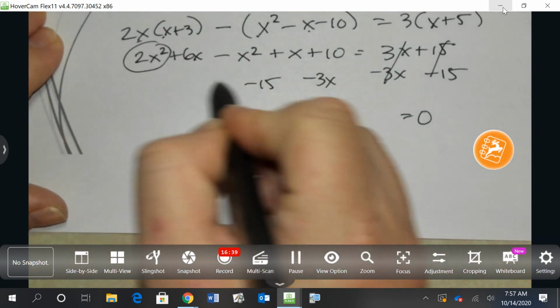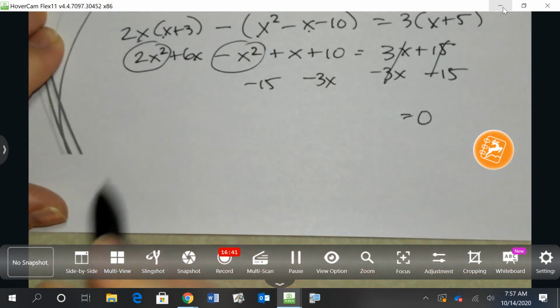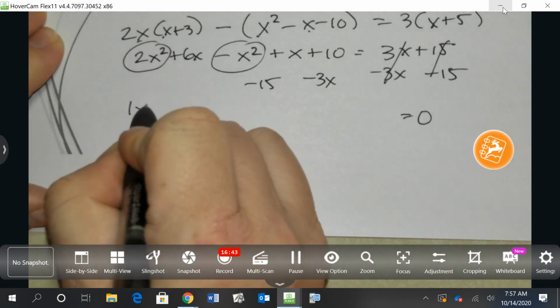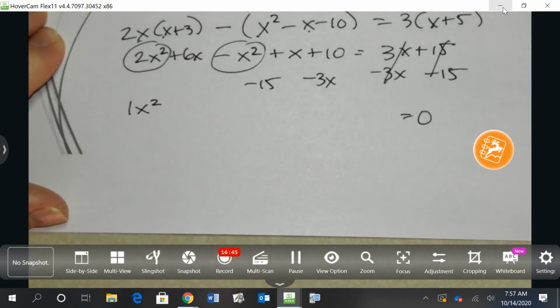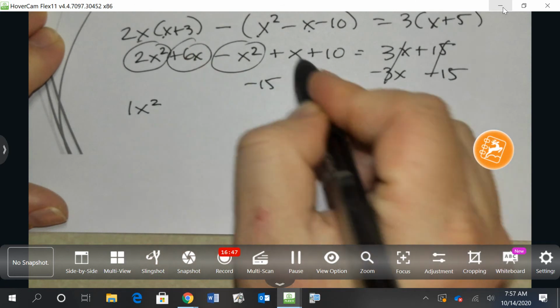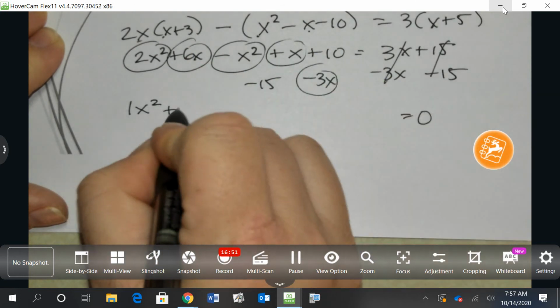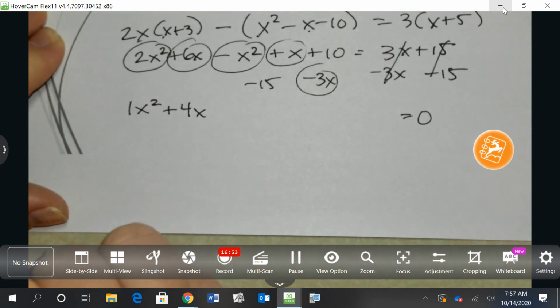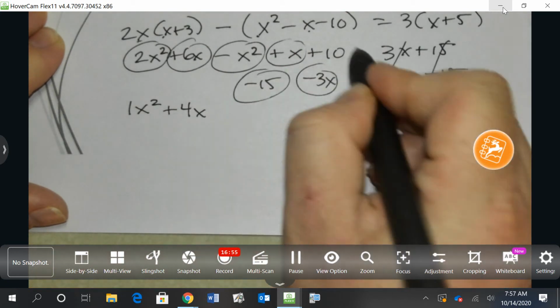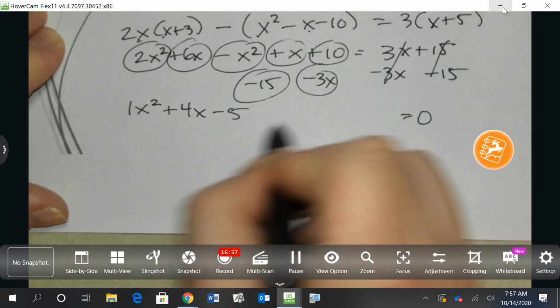All right, positive 2x squared and negative 1x squared is a 1x squared. 6 and 1 is 7. 7 minus 3 is 4. Negative 15 and 10 is negative 5.